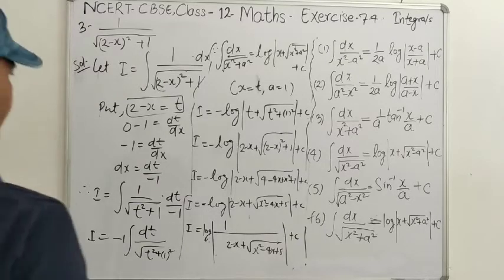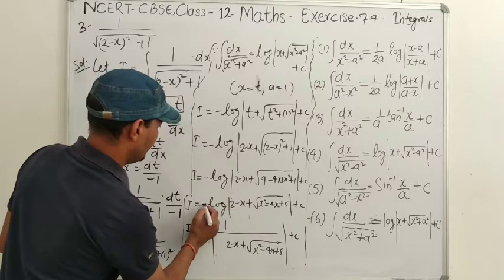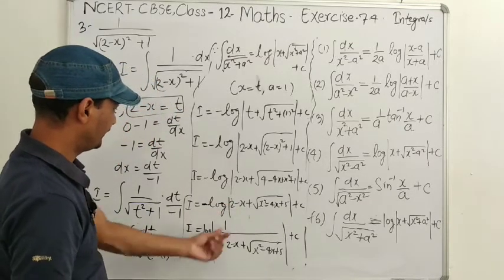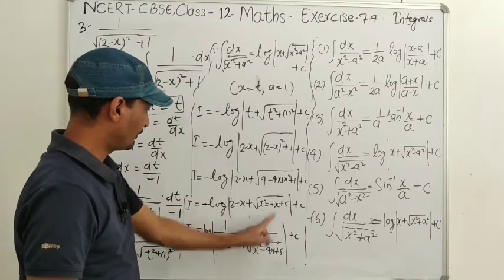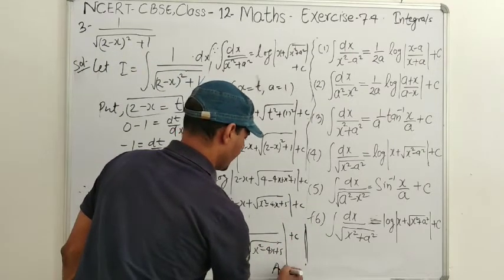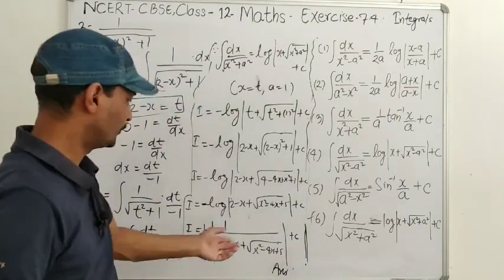So our answer is, actually we write negative log, that is log of 1 by 2 minus x plus root over x square minus 4x plus 5, plus c. So it is the answer due to the logarithm rule.